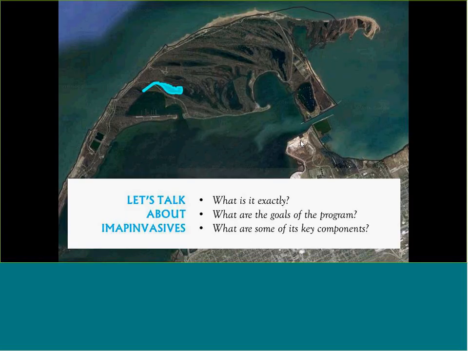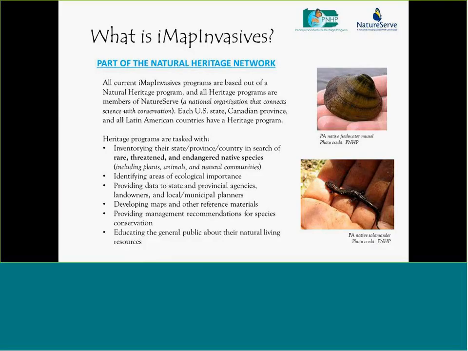Okay, about iMapInvasives. What is this program about? What are the goals? And what are some of its key components? We want to make sure that we address this at the very beginning before we go into some of our examples. So the iMapInvasives program, some of you might know this and some of you might not, is part of the Natural Heritage Network, at least based on the current states and provinces that are participating. They are part of a natural heritage program.